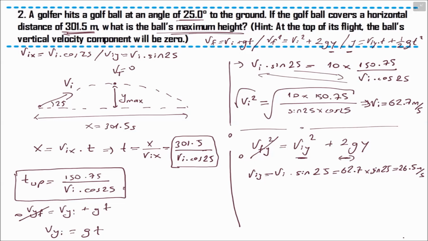2 times 10 is 20, negative 20. If you send it to the other side, it will be 20y equals 26.5 squared. If we divide both sides by 20, y will be 35.1 meter. Thanks for listening.